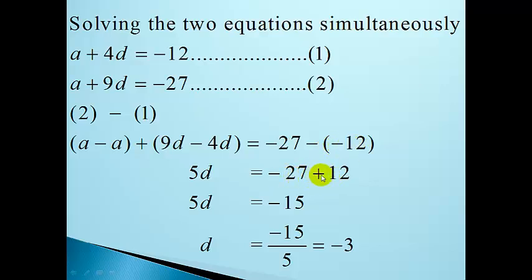Now minus 27 plus 12 is equal to minus 15. And so we have 5d on the left hand side is equal to minus 15 on the right hand side. Because we are solving for the common difference, we divide both sides by 5. So dividing 5d by 5, we are left with d. And dividing minus 15 by 5, the answer is minus 3, because 5 goes into 15 3 times. But because of the minus, we have minus 3. This means that the common difference is equal to minus 3.